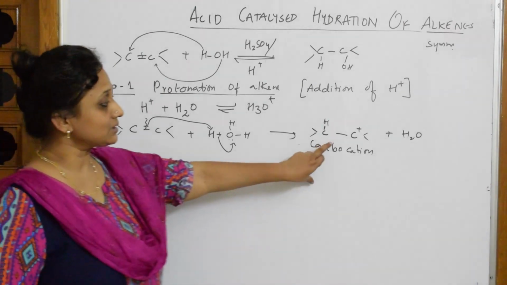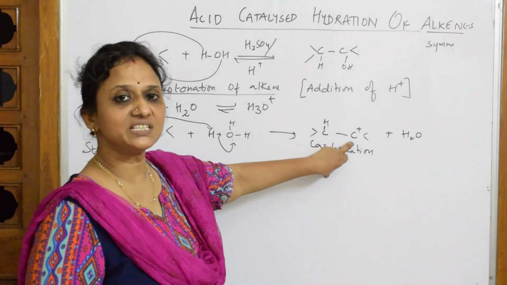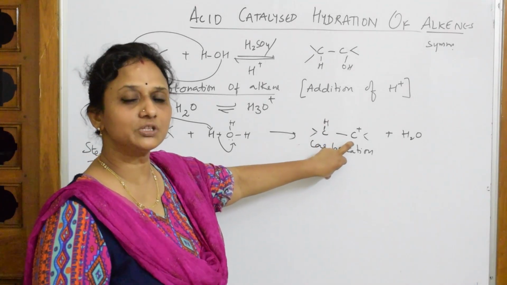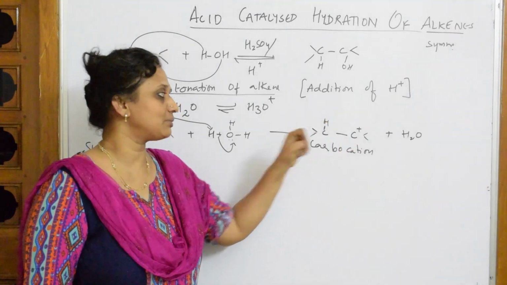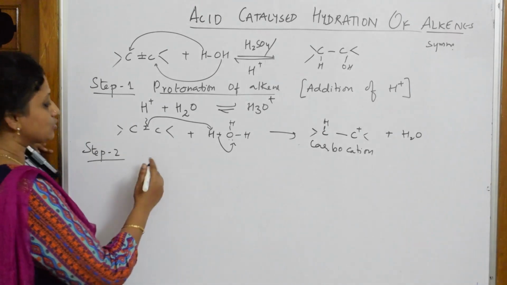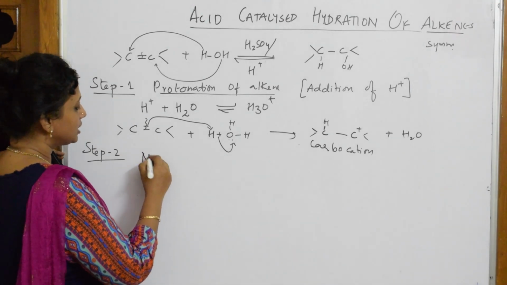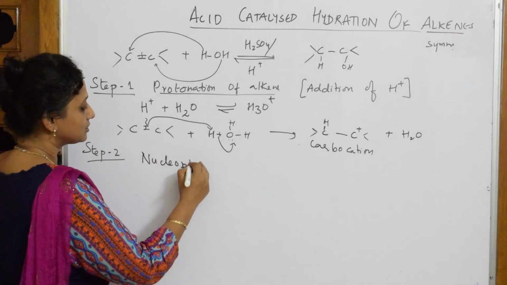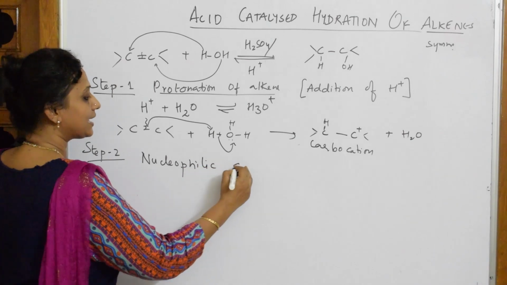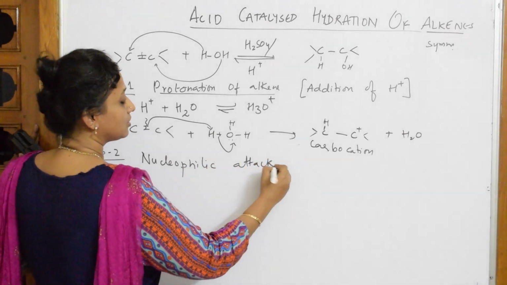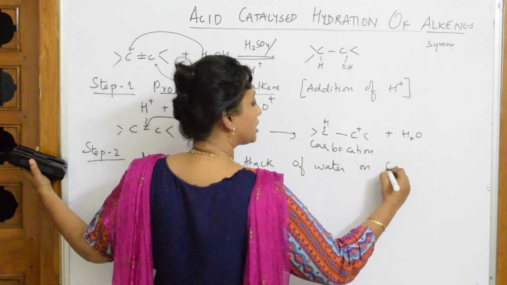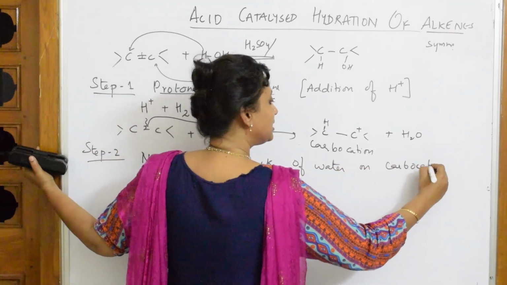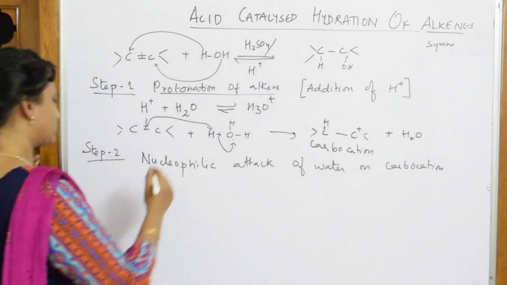So second step. In your second step, you have to remember, this has now become electron deficient. There should be something to donate electrons. That means something should have a lone pair of electrons to donate to this carbocation. So now, which has a lone pair? We will write nucleophilic attack of water on carbocation.